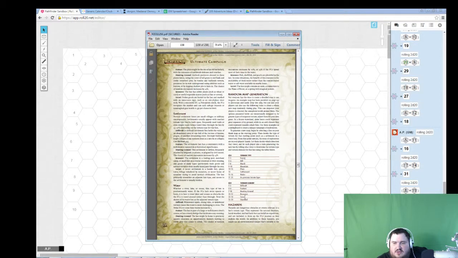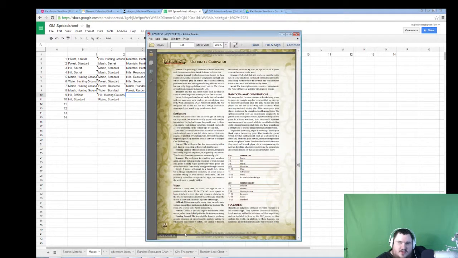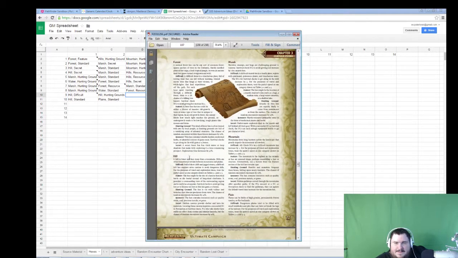Okay, so this is a forest with a resource. I don't know what kind of resource this forest would have. We already have a Fey portal. So it could have game meat, medicinal herbs. Herbs sounds good, though.